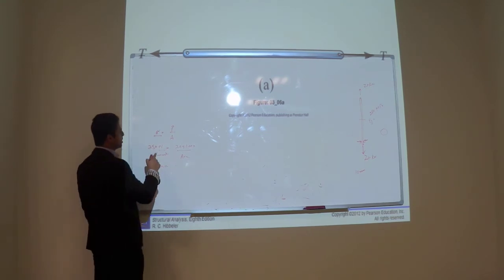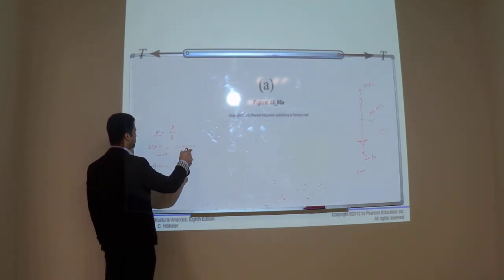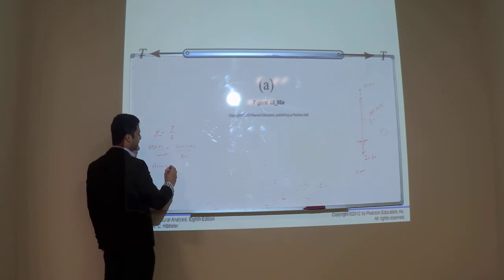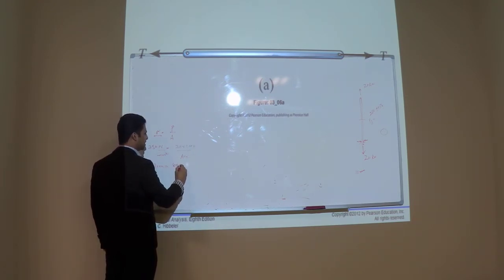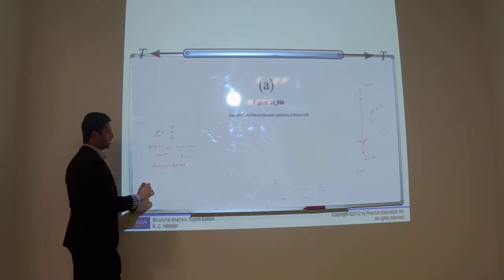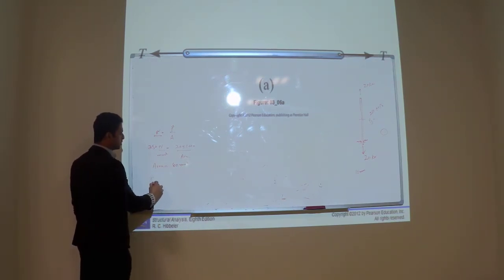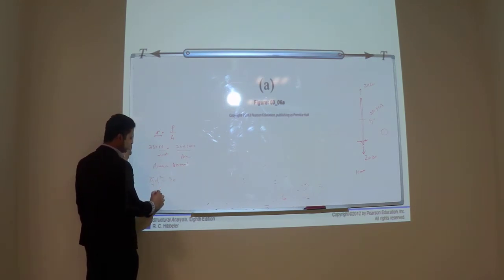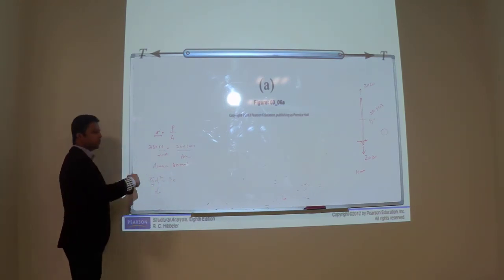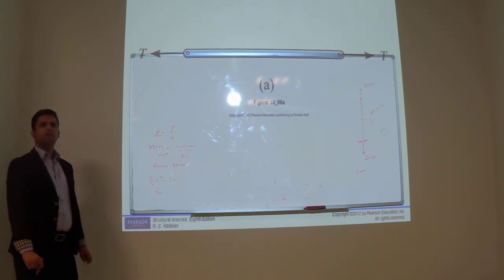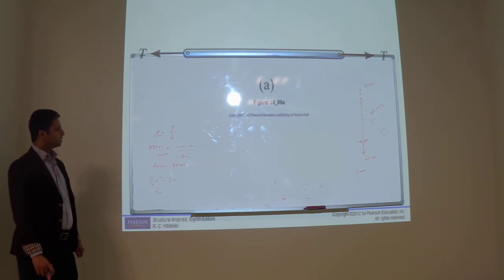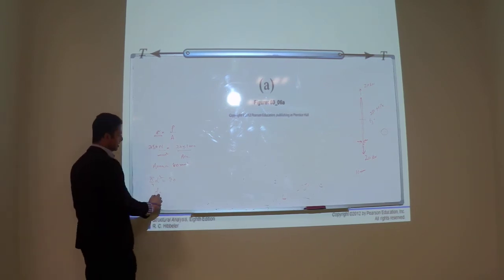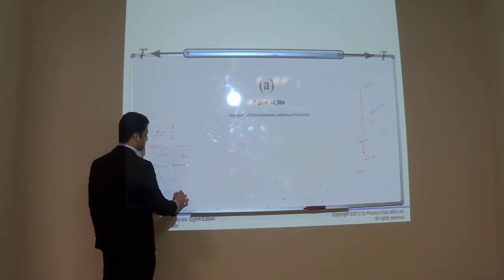0.25 π d square, which comes to 80 millimeter square. Am I right? Yeah. So if you say it is circular, how much will be the D? It is 10.09, about 10.1. Great.